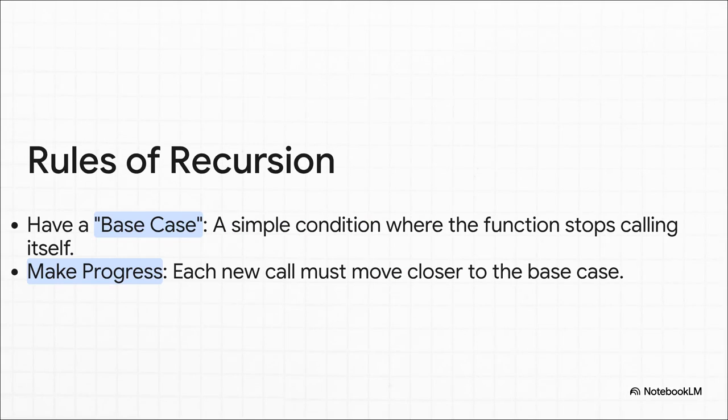Now, for recursion to work without just running forever, it absolutely must follow 2 golden rules. First, you need a base case. That's a simple condition where it can just stop calling itself. Second, every single new call has to make progress, getting one step closer to that base case. If you forget either of these, you get an infinite loop, and that's bad news.